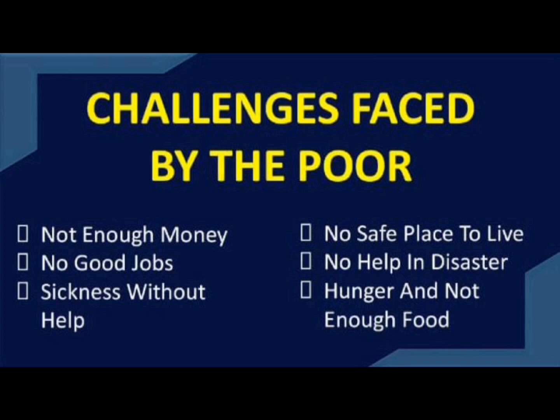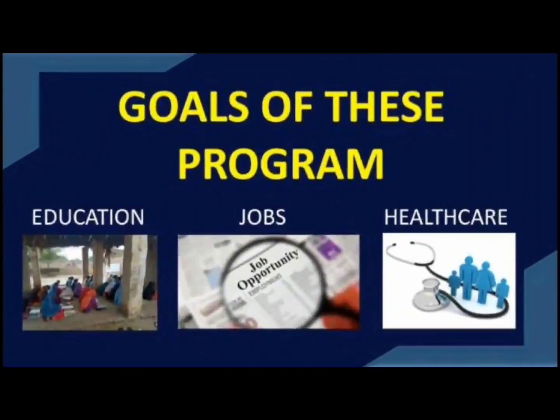Hunger and not enough food. Some families don't have enough food to eat every day, which makes it hard for children to grow up healthy and strong. Here are the goals of empowering the poor in Pakistan. Education. Help children go to school and learn so they can have better opportunities in the future. Jobs. Create more job opportunities so adults can work and support their families. Healthcare. Make sure everyone can access good healthcare when they need it so they can stay healthy and strong.